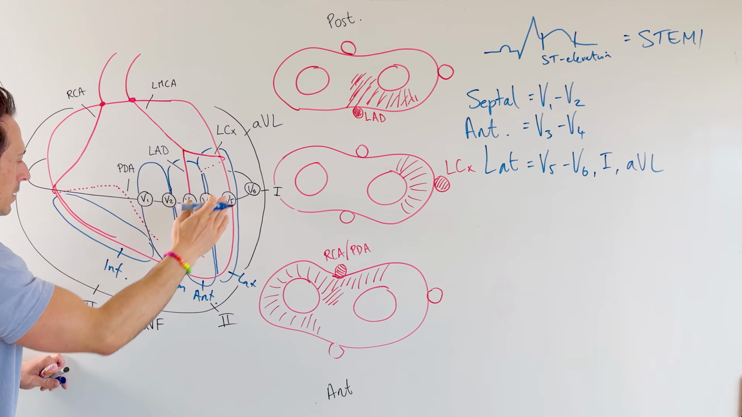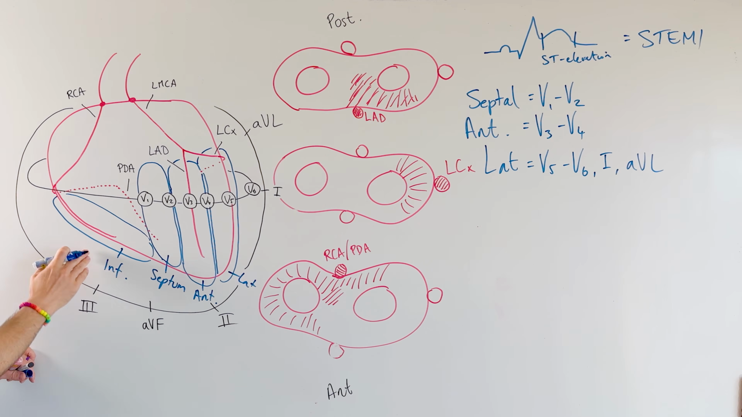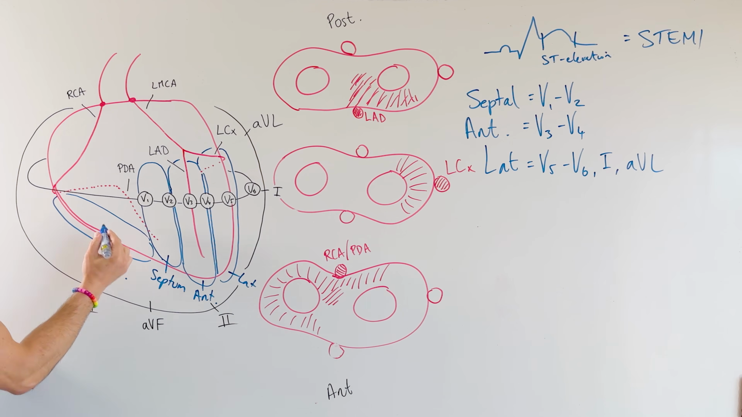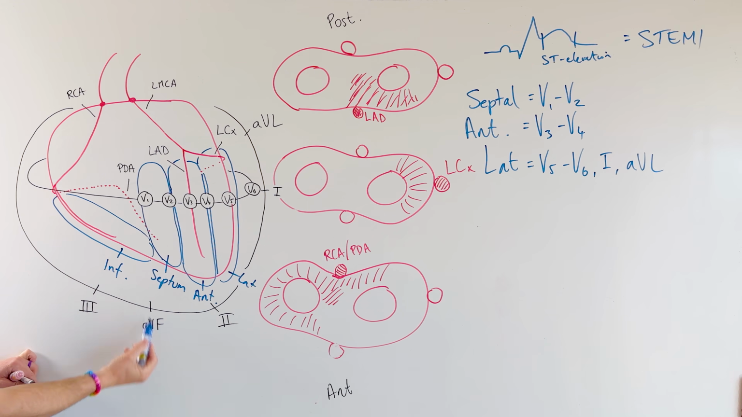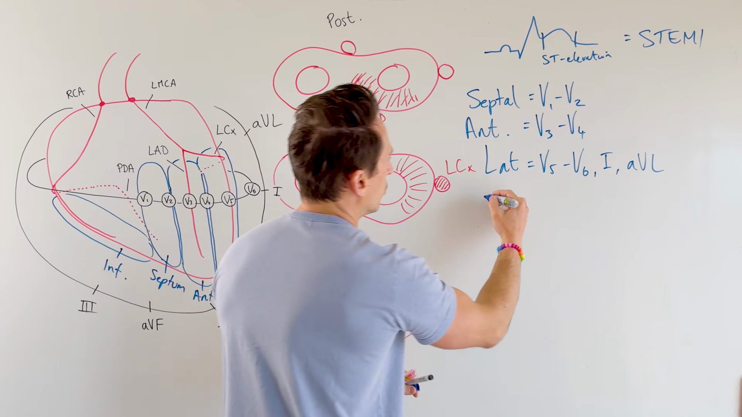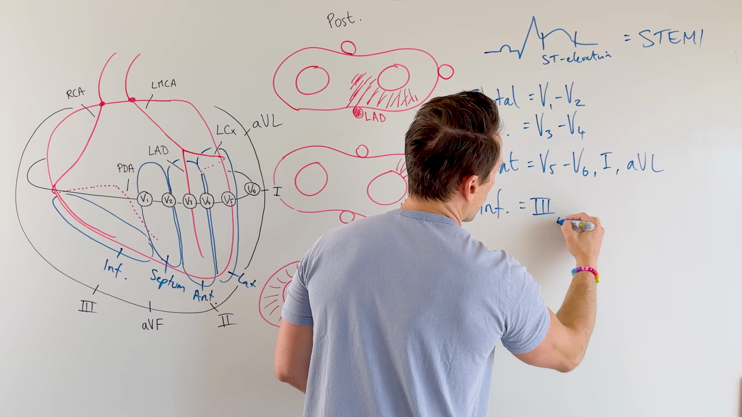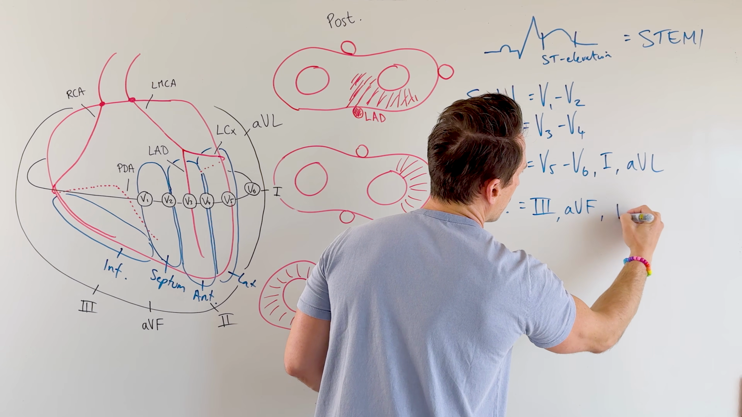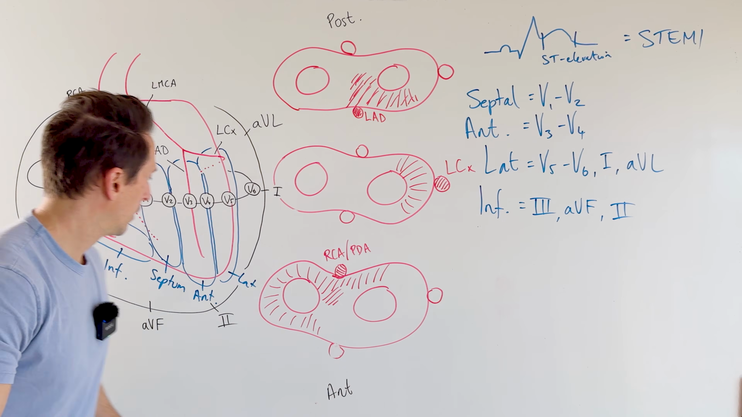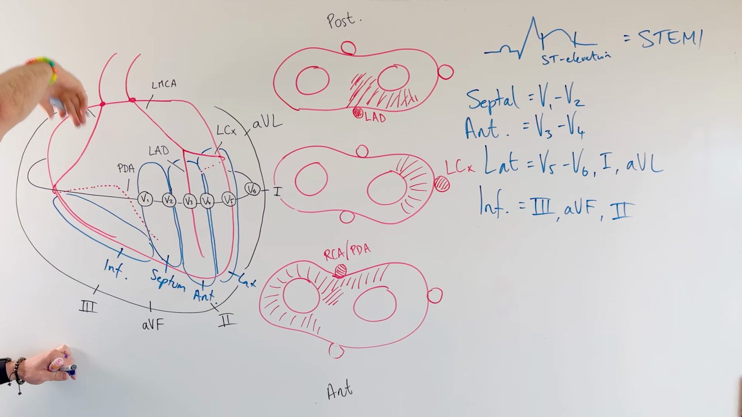Okay, what about inferior? What's looking at inferior? Well, it's going to be lead 3, AVF and 2, right? It's inferior. It's under the heart. Lead 3, AVF and 2 for inferior. All right, what if it's posterior?